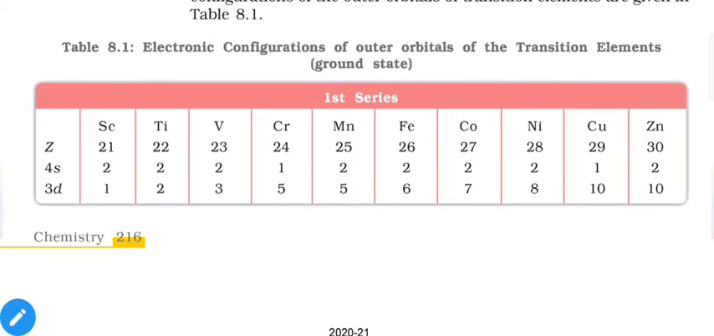As you can see in this table, Z represents the atomic number, then 4s represents electrons present in 4s, and 3d means electrons present in 3d orbitals. So if 3d orbitals are partially filled, then these elements are considered transition elements, or they belong to the 3d series or d block. But in this case, if you notice the last two elements, copper and zinc, both of them contain 10 electrons in their d orbital. So they are fully filled. That means we should not consider them d block elements.